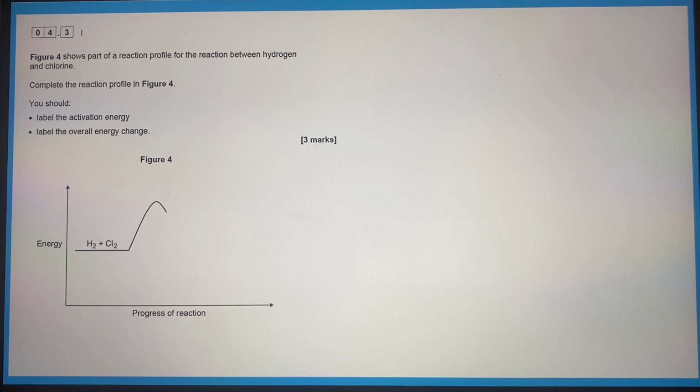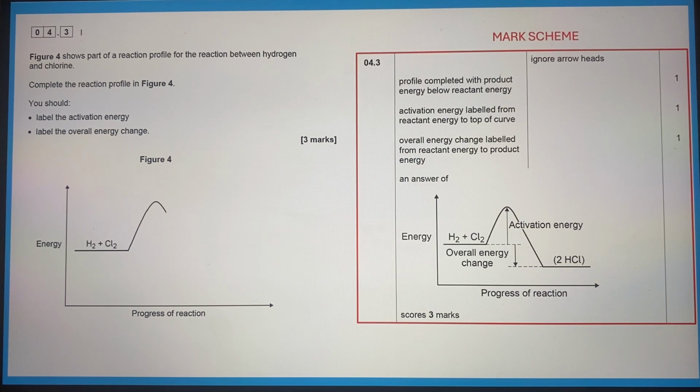reactants is bigger than the energy of bond forming in hydrochloric acid as product, so the curve will be drawn at a lower level than the reactants. And you earned 1 mark for this. Then the peak of the curve always indicates the activation energy, earning you the 2nd mark. Whereas the overall energy change is the difference between reactants and products on the energy axis, and you add the label for that. This contributes 1 more mark to your total score of 3 marks.